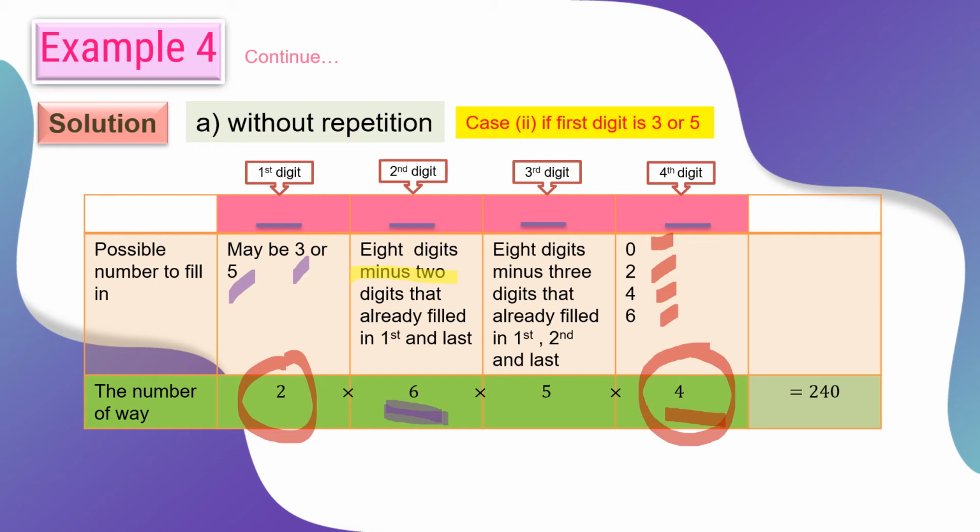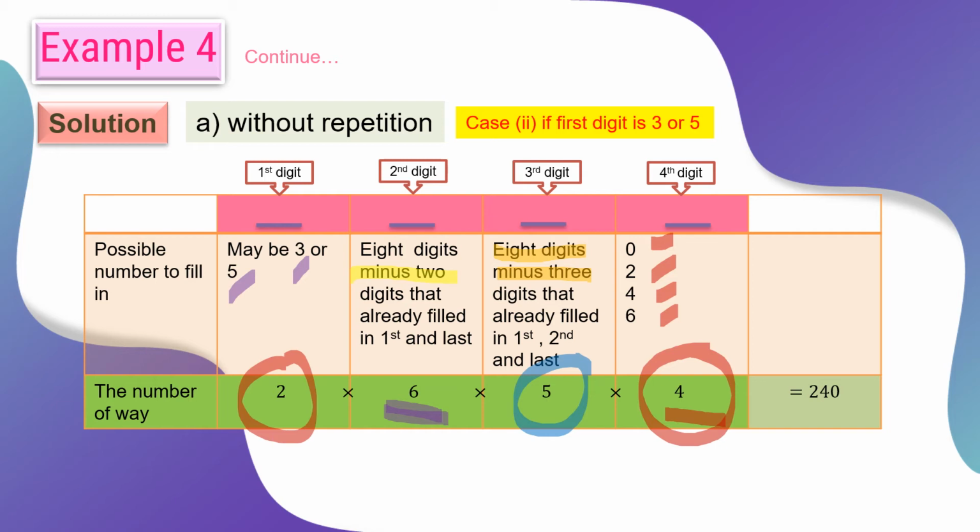And the third digit, what you want to do is 8 minus 3. Why? Because already filled in the first, second and last place. So you can get the answer 5. So what you want to do between them?